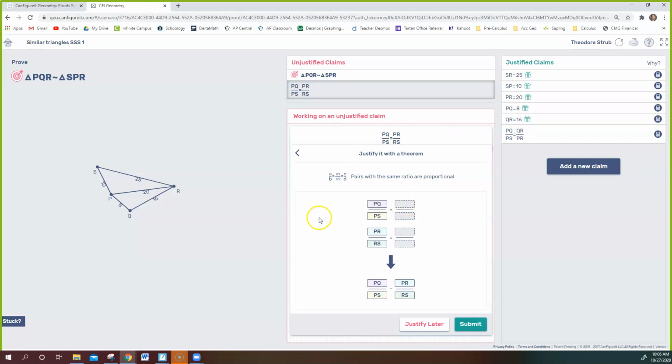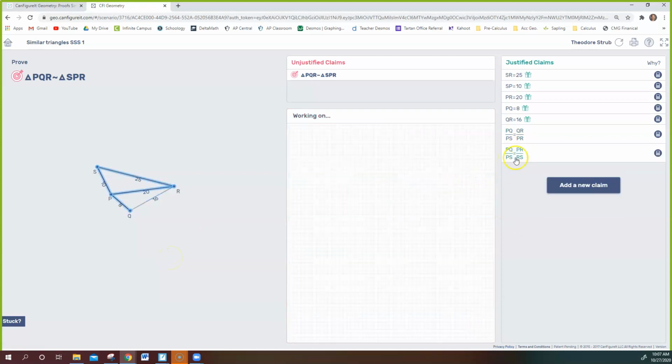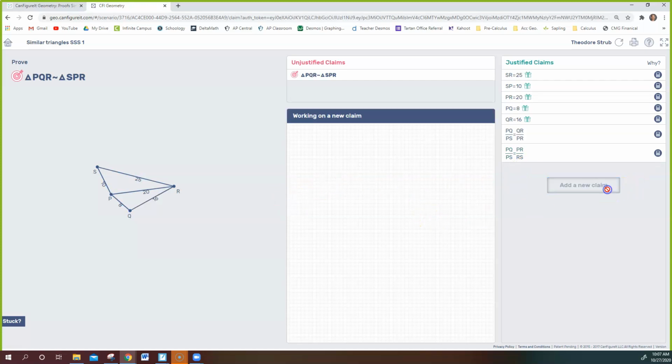Then we have to plug in the numbers again. So it was 8 over 10, that's small side to small side. PR was the large side of 20 to the large side of 25. All right, so now notice I compared small to medium, small to large. The last thing I have to compare is medium to large. You want all of them to be compared.